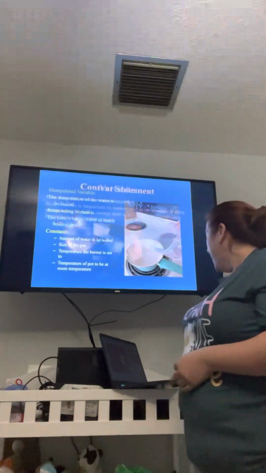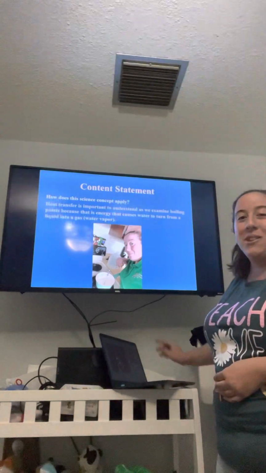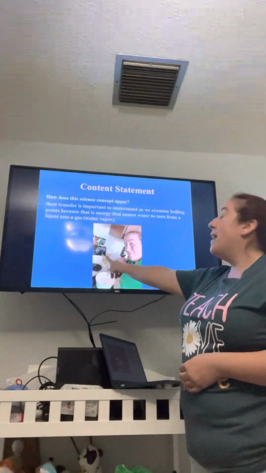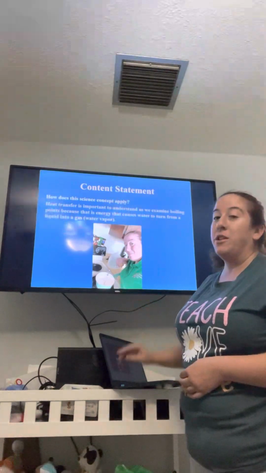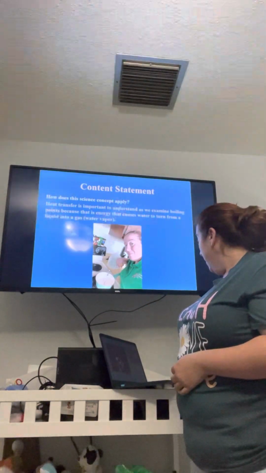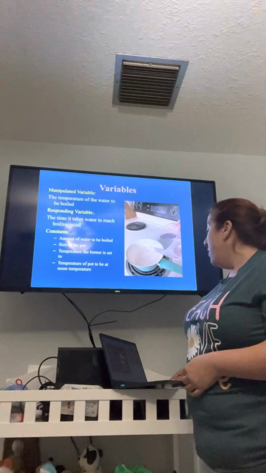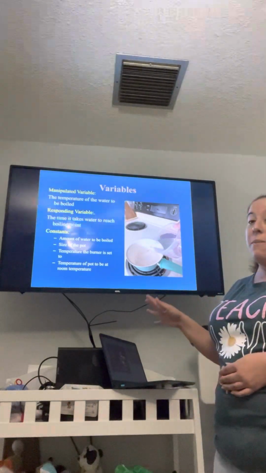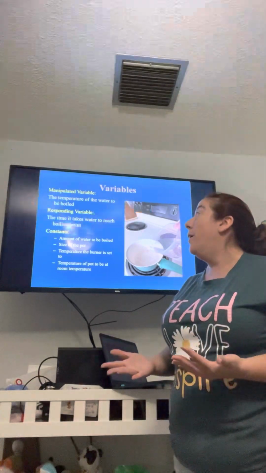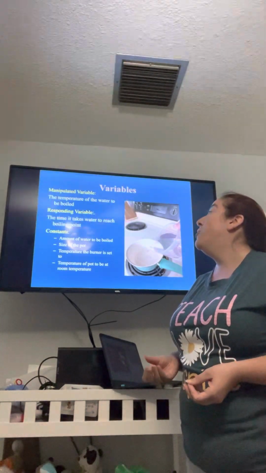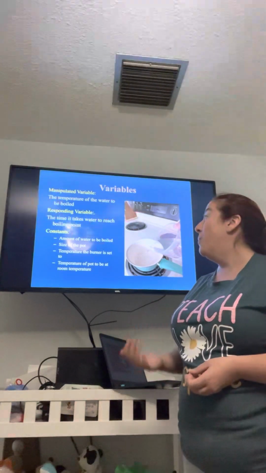So here is a picture of me measuring the temperature of water. I set my burner to high and I was waiting for it to reach boiling point. The manipulated variable in this project is the temperature of water to be boiled, which was the hot or cold water. The responding variable is the amount of time it takes for water to boil.